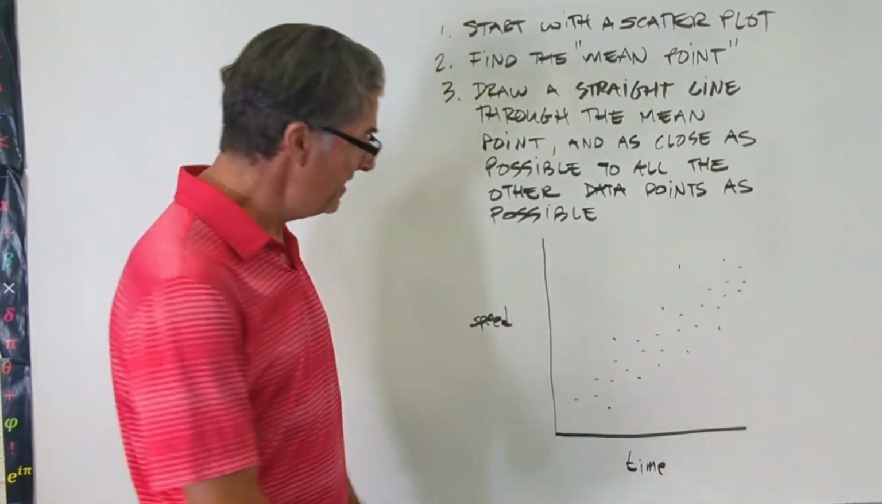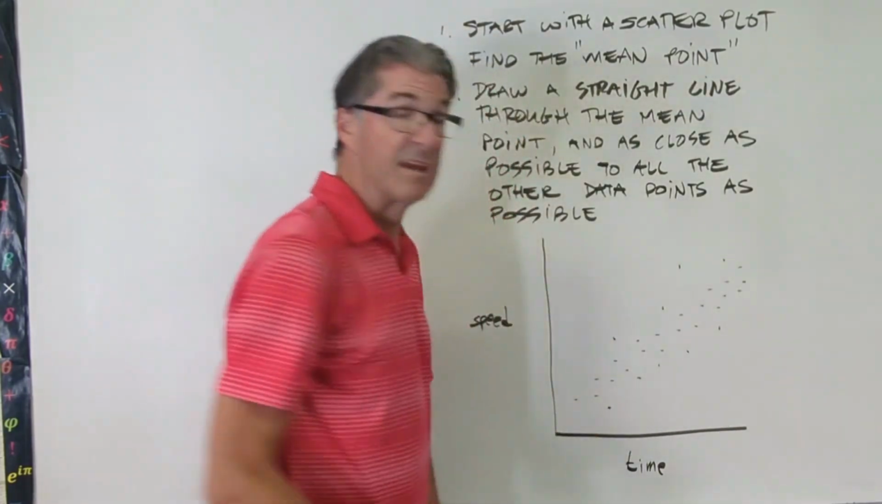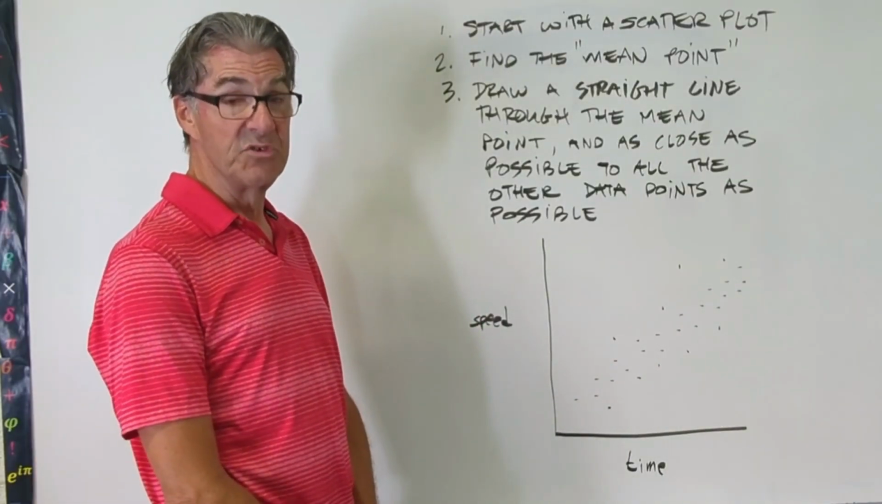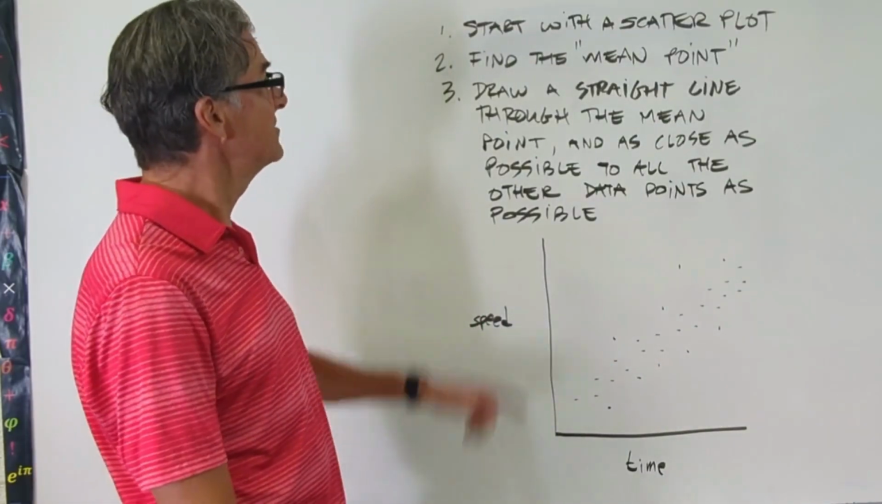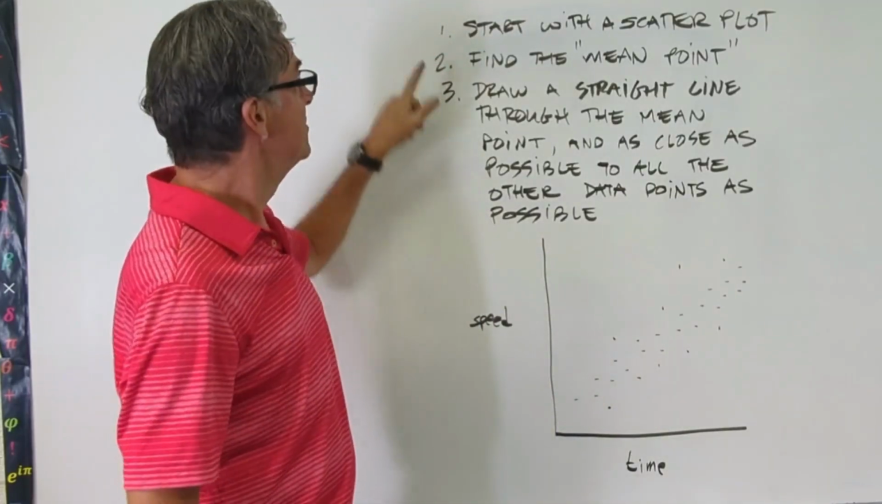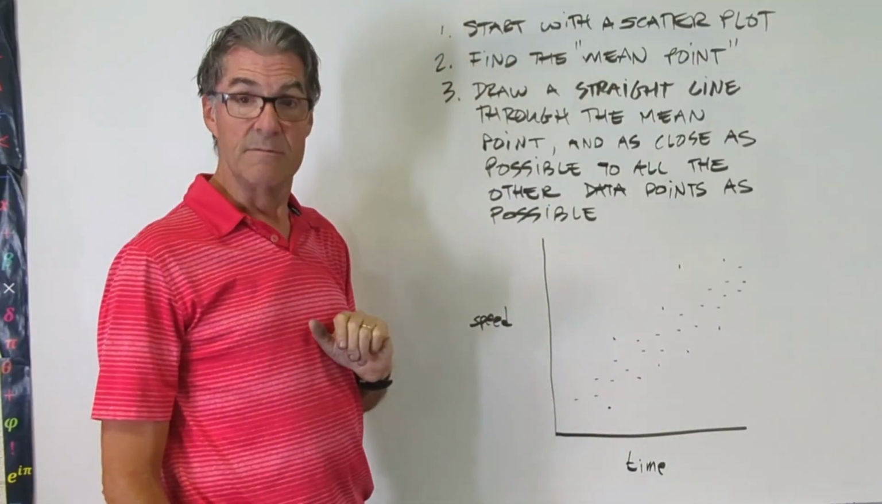Now you could just take your pen and go, yeah, like that. But we have a little bit more of a scientific method for doing that. So there's 3 steps. Check this out. First off, start with a scatter plot. Shazam, you got that.